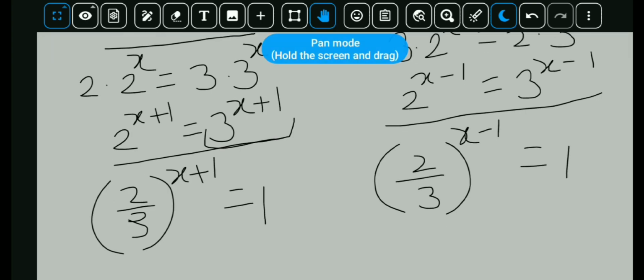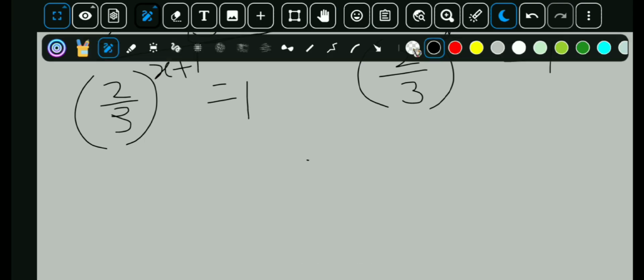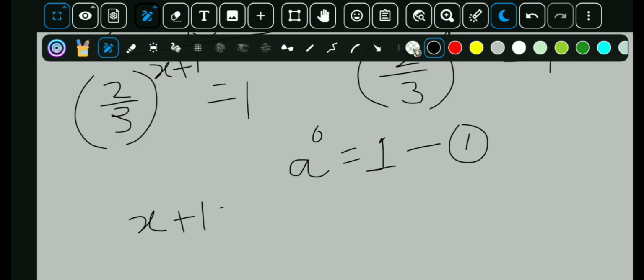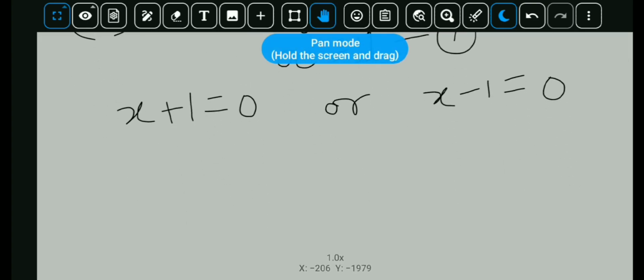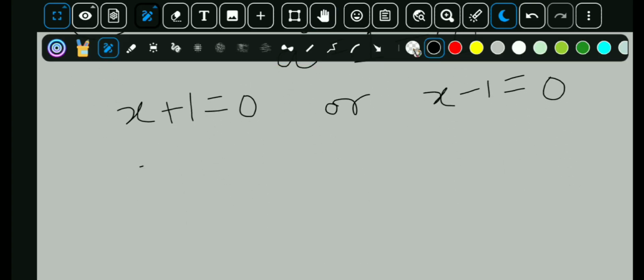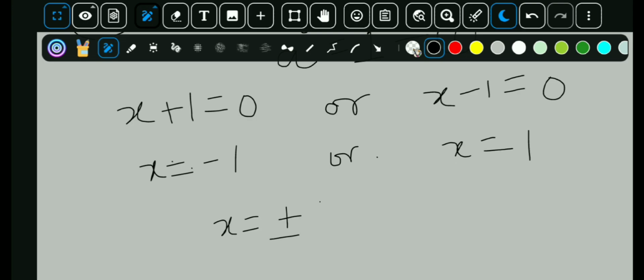Now as we all know in mathematics, any number raised to the power 0 is equal to 1. So using this and the above two equations, we know that either x + 1 = 0 or x − 1 = 0. So friends, now we have almost reached the end of the equation. From these two equations we can see that either x = −1 or x = +1. So x = ±1. These are the two solutions of the given question.